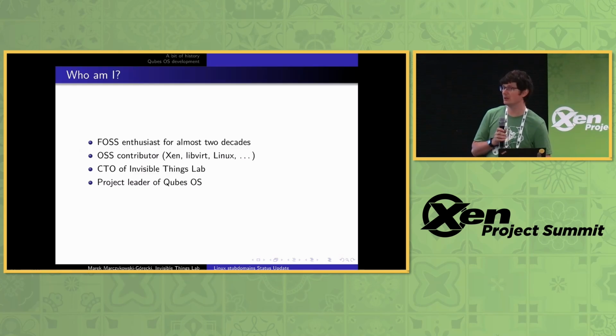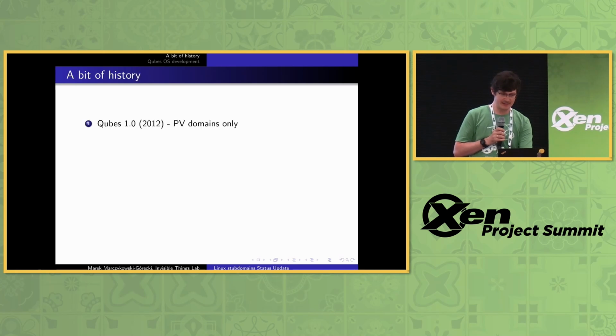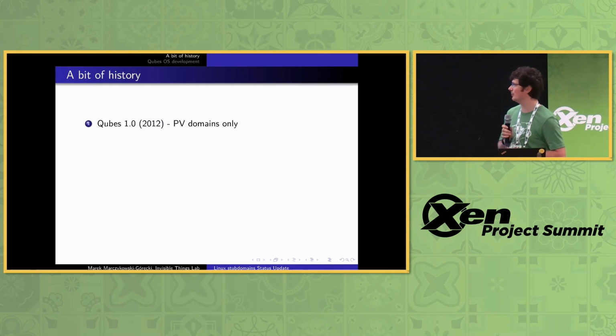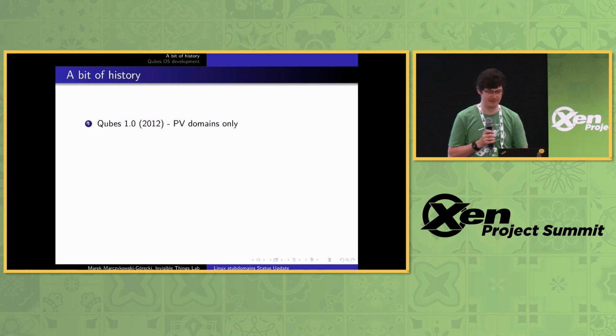I am a free and open source software enthusiast of long standing, CTO of Invisible Things Lab and project leader of qrexec. So, a bit of history about Linux Stubdomain. In Qubes 1.0 we had only PV domains. So no QEMU, no device model, only PV. Everything was simple.